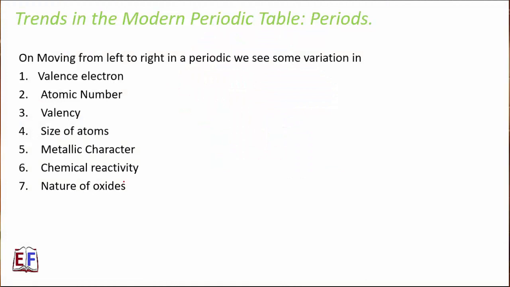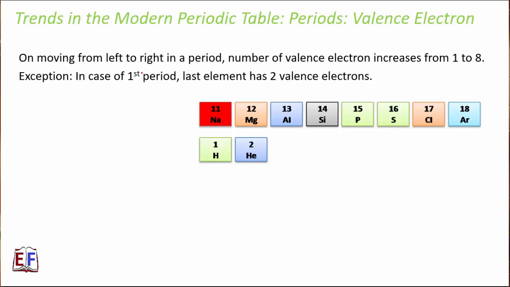Let us first talk about the trends that we notice along a period in the following properties. We will start with the first property, that is valence electrons. On moving from left to right in a period, the number of valence electrons increases from 1 to 8. Let us take, for example, any period. Let's talk about the first period.